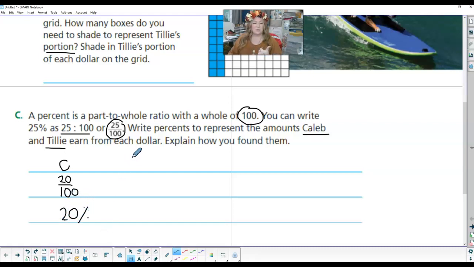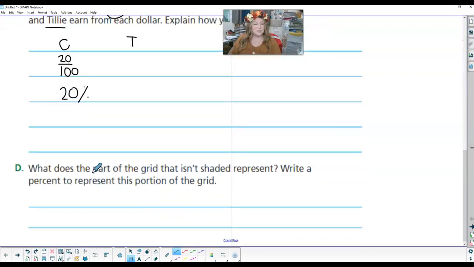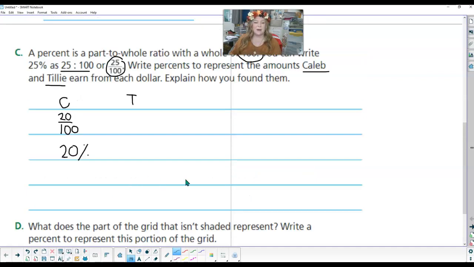So I'm going to let you try Tilly. So write Tilly as a fraction, and then write Tilly as a percent. And then part D says, what does the part of the grid that isn't shaded represent? Write a percent for that part.